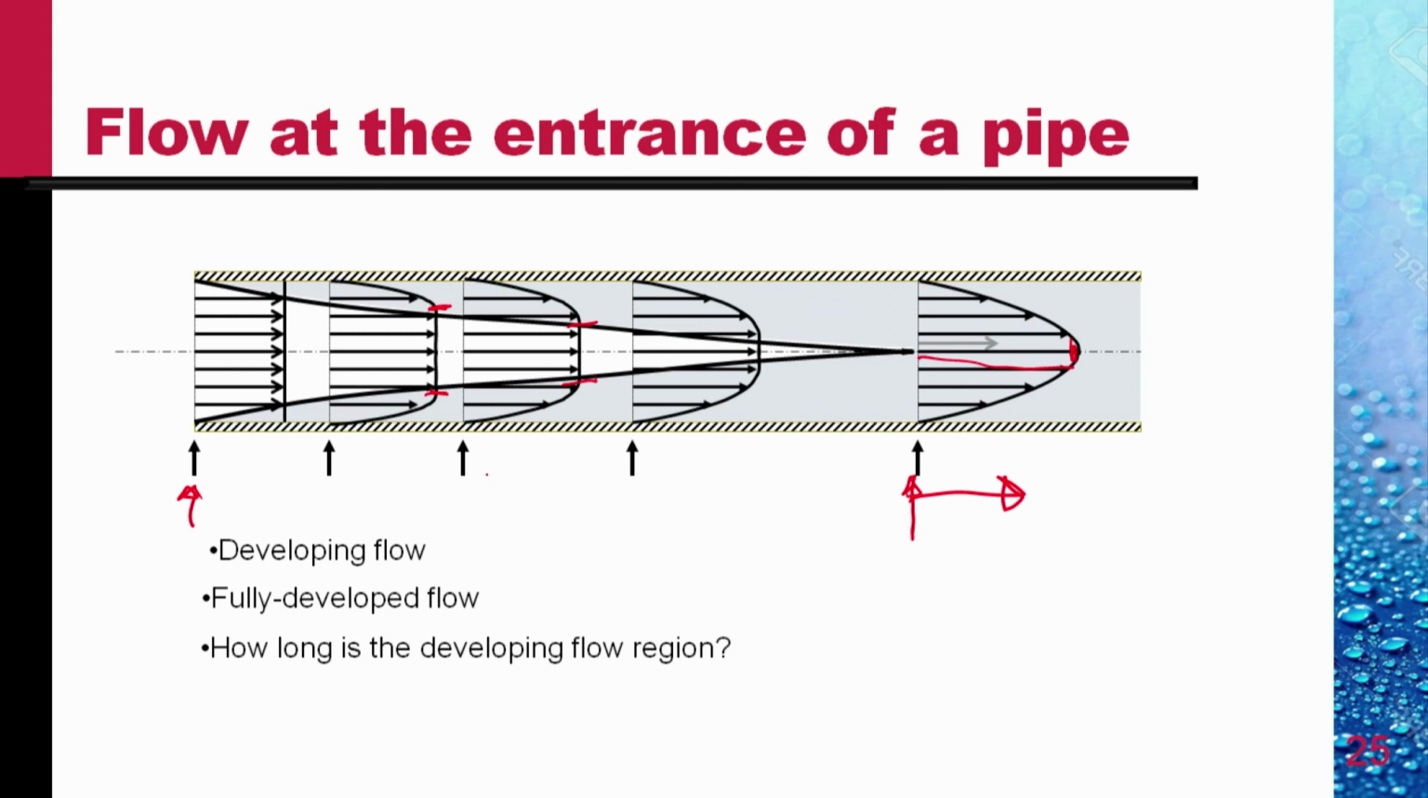For laminar flow, this length could be quite a bit. This length could be up to 100 diameters in laminar flow. But in turbulent flows, this length is quite low. We will discuss this too later.